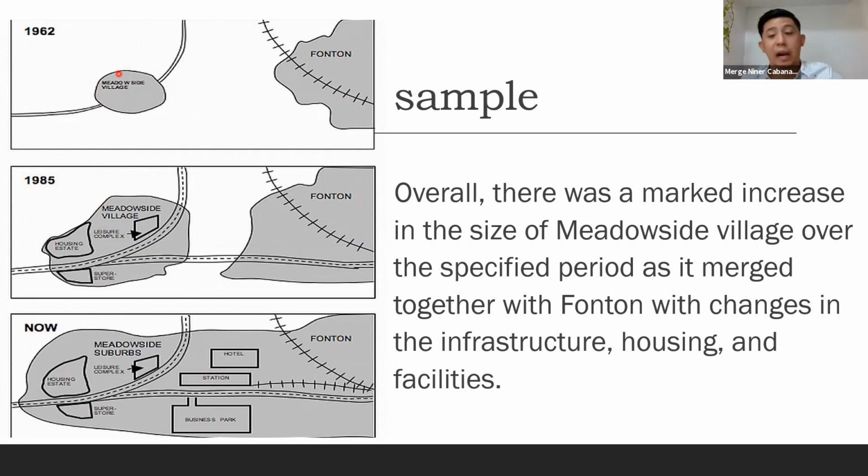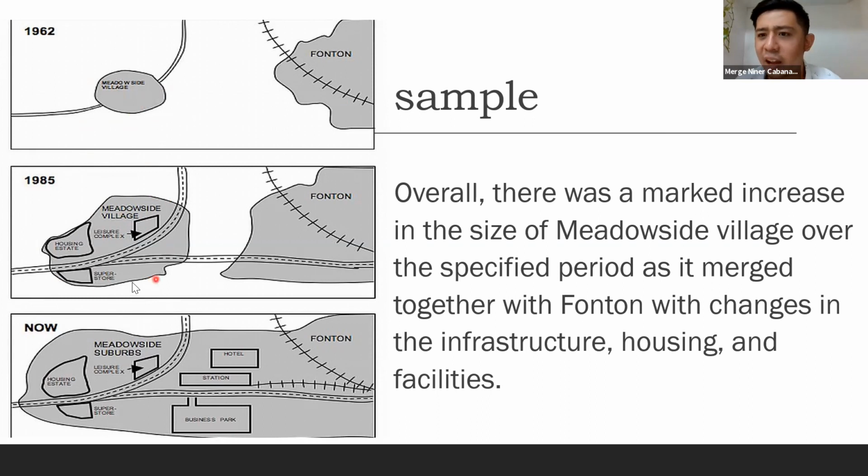Probably there were houses, but we can't assume that since there were no legends that indicate there were houses, right? So Meadowside Village, now we have the leisure complex here in 1985, we have the housing estate, and then we have the superstore. So obviously there were added amenities. Not only that, if you compare the size, look at Meadowside in 1962. Now look at Meadowside now. It's like a 4 times increase in size.